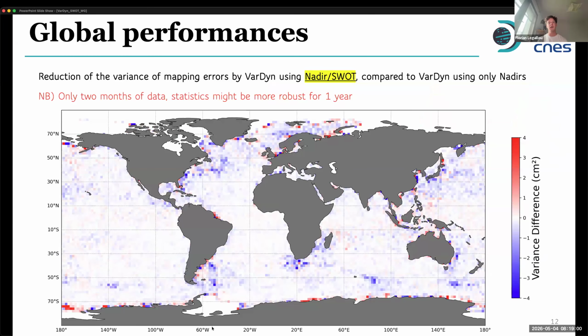Okay, and now in terms of performances, this is really new. Actually, it's from today. It's only 2 months of data, so the statistics might be clearer when using 1 year. But this shows the improvement brought by SWOT in the VarDyn system compared to the Nadir constellation. So in blue, it means that SWOT improved the mapping quality. Again, it's 2 months, so I think it's a bit patchy, but we can clearly see that it's more blue than red. But it's still a work in progress.